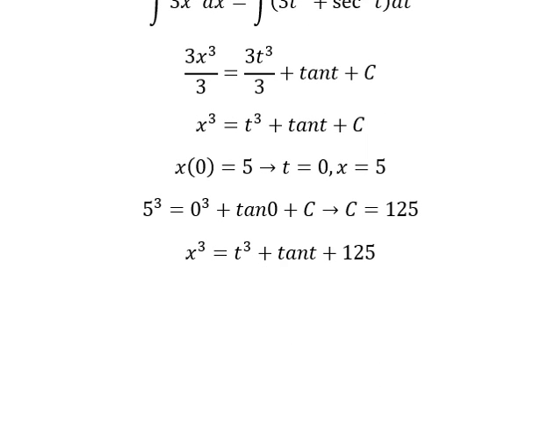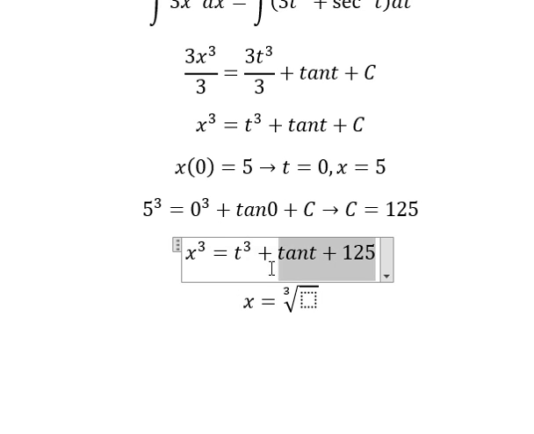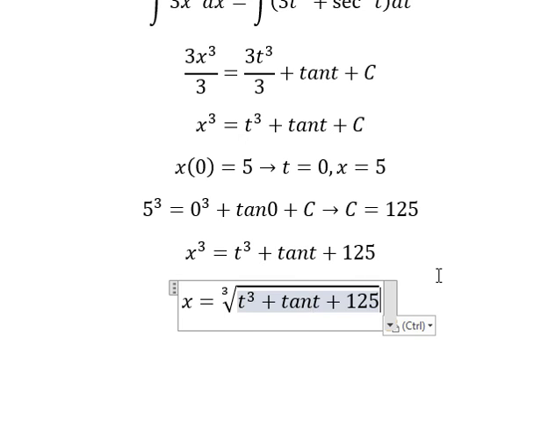Now we can put the cube root for both sides. And this is the final answer.